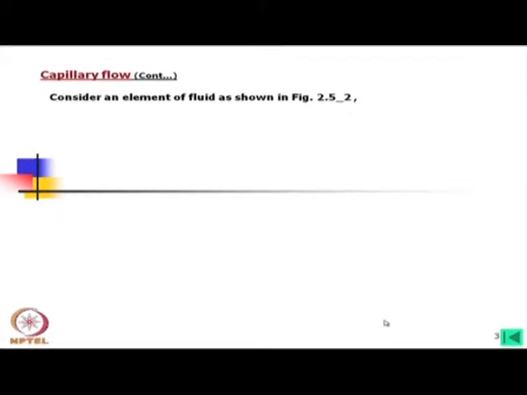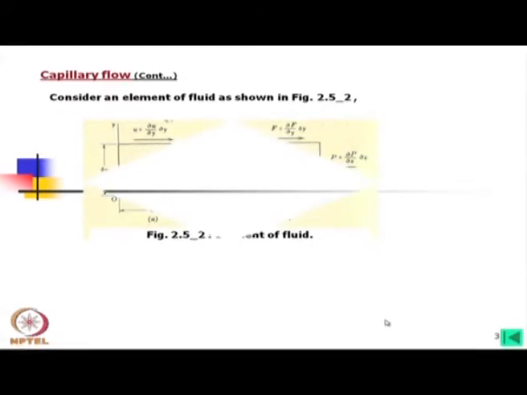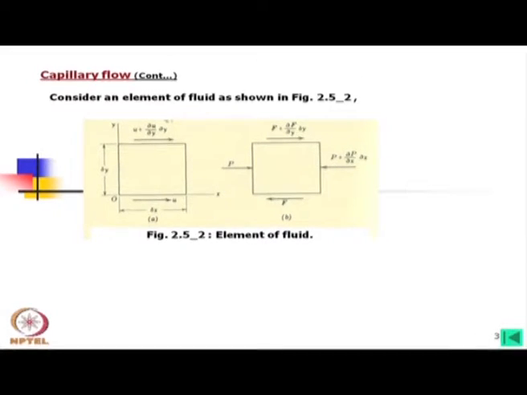Now, consider an element of fluid as shown in figure 2.52. Now, this is the figure. What element have we considered? Let us consider this is like a cube. The axis system is that along the direction of flow, or along the direction of motion, capital U is the plate velocity, small u is the fluid velocity. In that direction, the capital U direction, the axis is x, and along the h direction the axis is y, and along the transverse direction there will be the z axis.